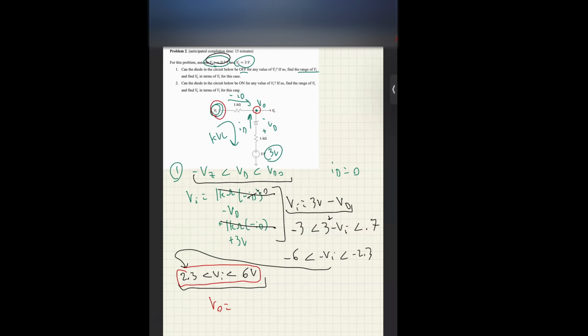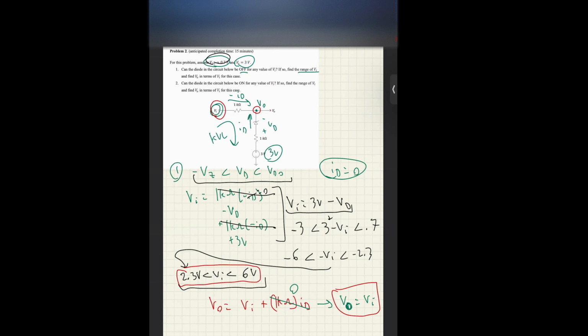So we know that VO is going to be equal to, looking over here, VI plus 1K ohm times ID. And once again, we have our ID equal to 0 in our case. So if ID is equal to 0, this term is equal to 0, meaning that VO is equal to VI. So we now know this relationship that VO equals VI, and we know that VI has to be between 2.3 and 6 volts.